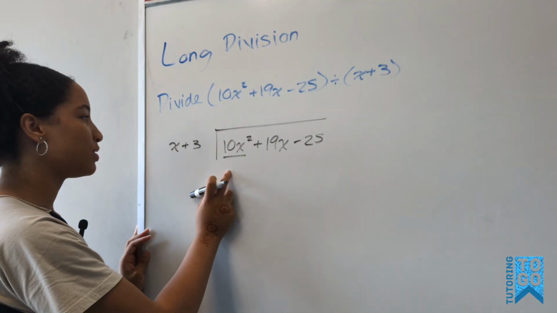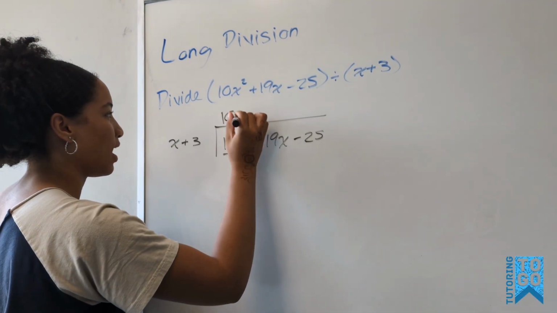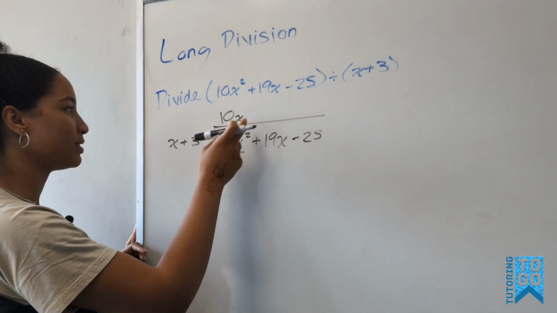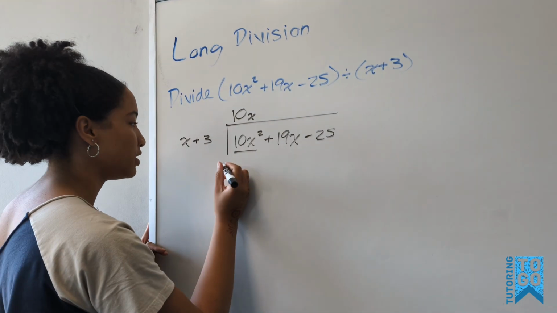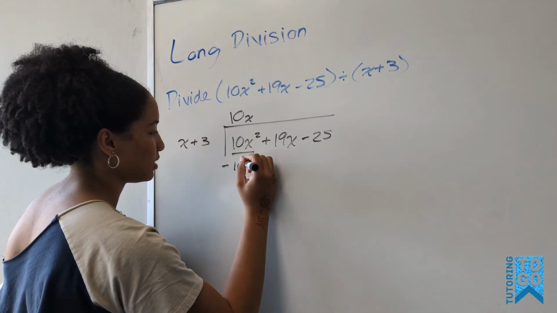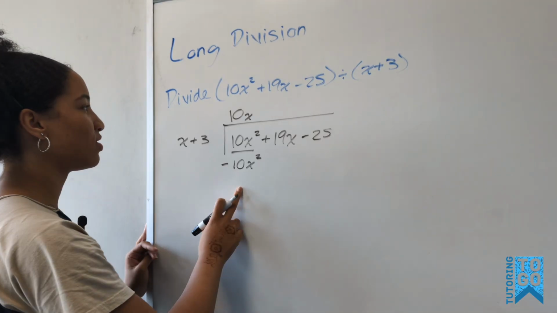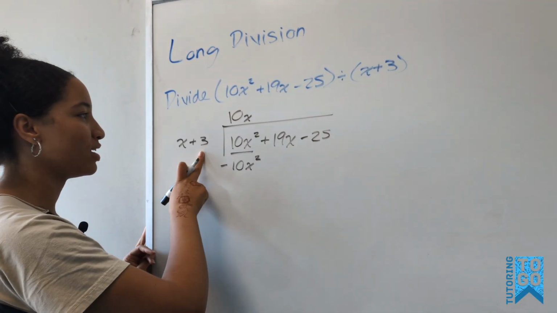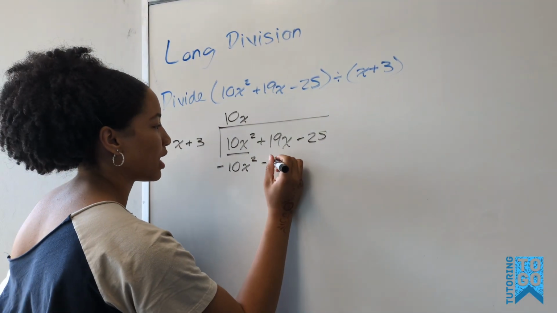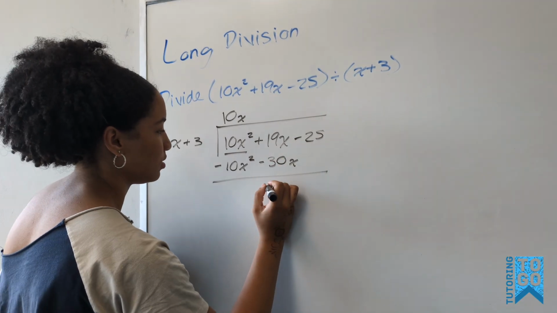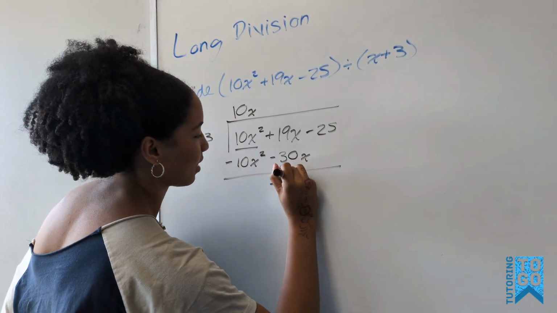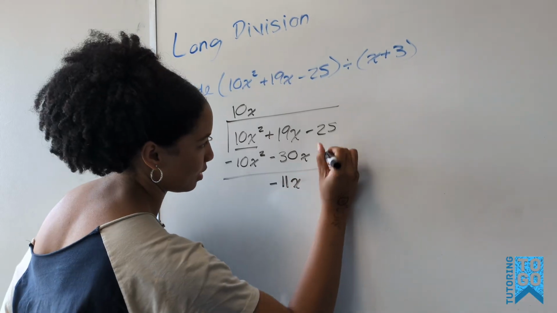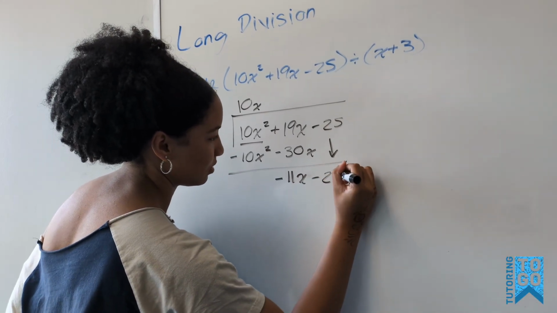So when it comes to this, we're going to multiply by 10x, because x times x equals x squared, and then the 10 for the coefficient. So we're going to subtract 10x squared, and then you're still going to multiply the 10x by the 3 as well. So then you're also going to subtract 30x, and that's going to get you negative 11x. And then you bring down the 25, so negative 25.